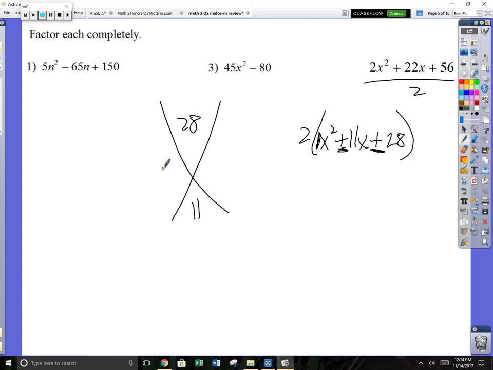The numbers you should choose is 4 and 7. So that means it's going to be 2 times x plus 4, x plus 7.